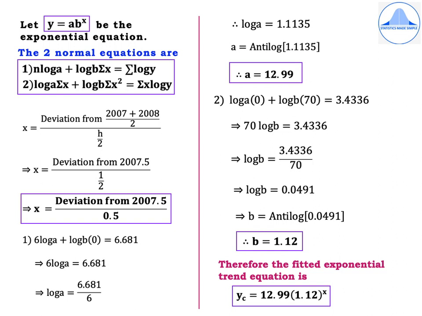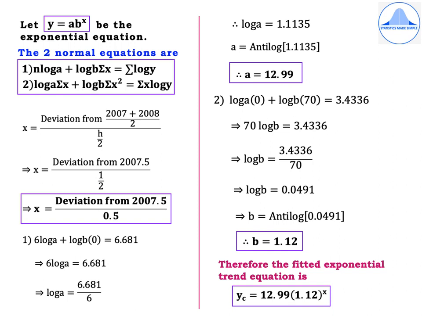Substituting the totals in the first normal equation, we get 6 log a plus log b into 0 is equal to 6.681, or 6 log a is equal to 6.681, or log a is equal to 6.681 divided by 6, which gives log a equal to 1.1135. You get a equal to antilog of 1.1135, therefore a is equal to 12.99.